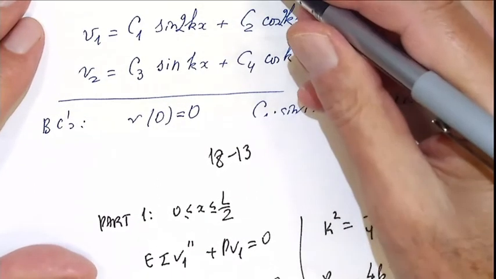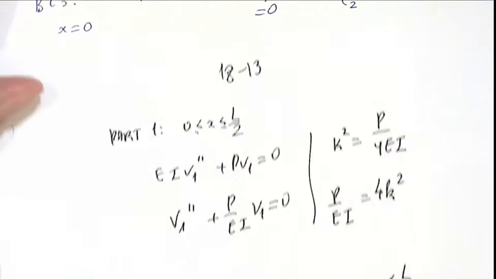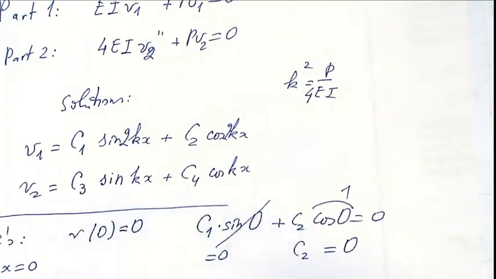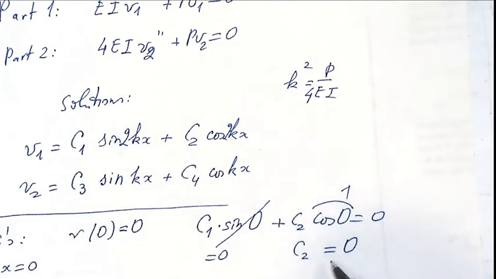In the second part, so that is x between 0 to L over 2. Okay? So I just will write it down. V1 equals C1 sine 2kx plus C2 cosine 2kx. So boundary conditions, V at 0 equals 0. So I substitute this, and I get C2 times 1 equals 0. So C2 is 0.